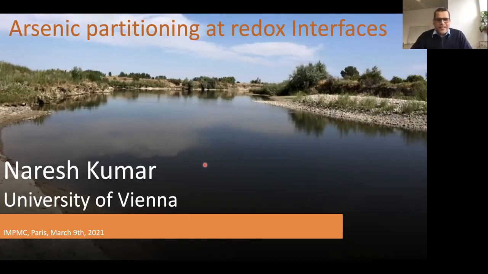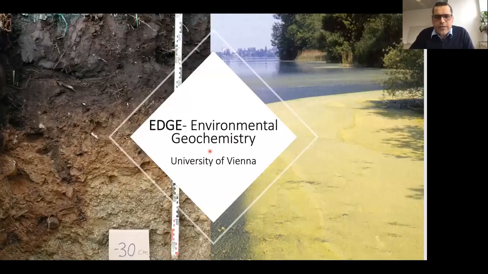Okay, so today in this talk, I'm going to talk a little bit about arsenic partitioning at redox interfaces. And before I go to the research or experimental data, I'll walk you through a little bit about what we do here at the University of Vienna. We are called EDGE, which is environmental geochemistry. D has no role alphabetically in this story, but it just fit well here because other departments were named on shapes. One is dome and one is cube. So we found that easy to use.